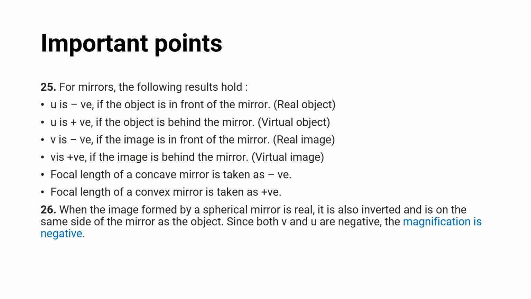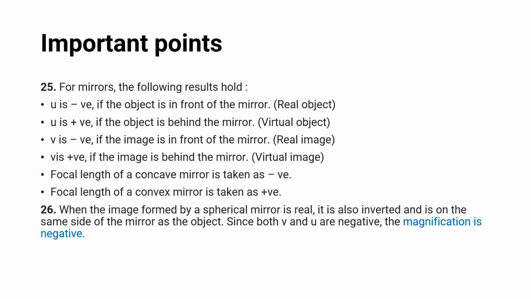For mirrors, the following results hold. U is negative if the object is in front of the mirror, that is, a real object. U is positive if the object is behind the mirror, that is, a virtual object. V is negative if the image is in front of the mirror, that is, a real image. V is positive if the image is behind the mirror, that is, a virtual image.